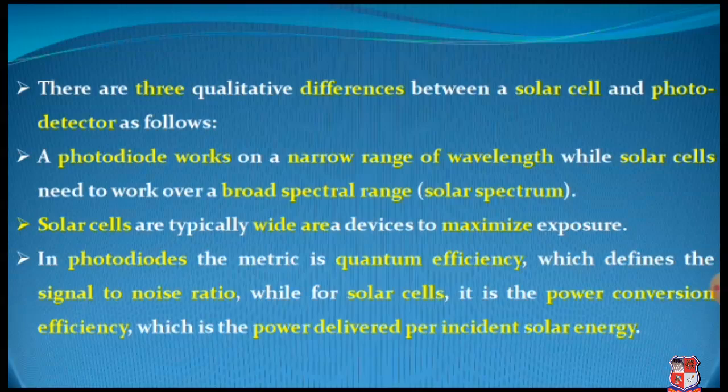The metric for photodetectors is quantum efficiency, which defines the signal to noise ratio, while for solar cells it is the power conversion efficiency, meaning what percentage of the light radiation is converted into voltage or electric current, that is, the power delivered per incident solar energy. So these were the three major differences between a solar cell and a photodetector, for your kind knowledge.